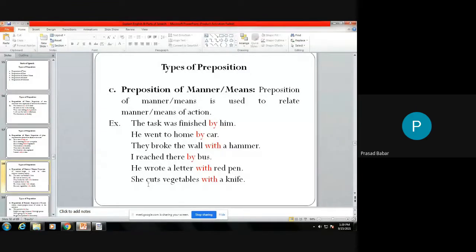The task was finished by him. Here, by is the preposition of manner or means, which is indicating that the task given to that person was finished by him. So by here is the preposition of manner or means. Means म्हणजे काय तर, म्हणजे कशा प्रकारे ती क्रिया घडलेली आहे, कुणाकडून ती क्रिया घडलेली आहे. Who was the doer of that action? Who was the subject of that action? Here, by is working as a preposition of manner.